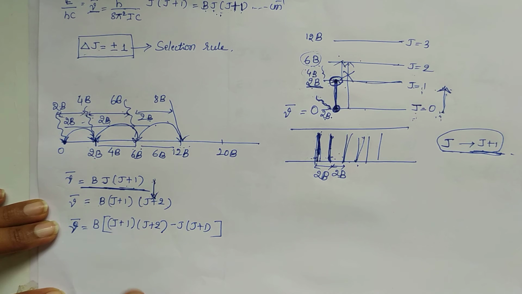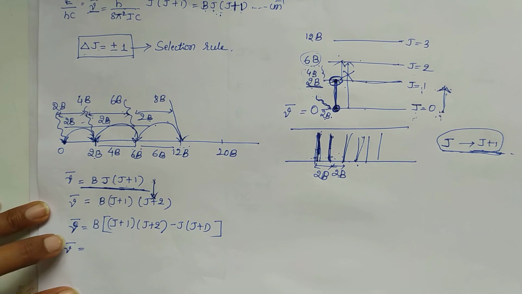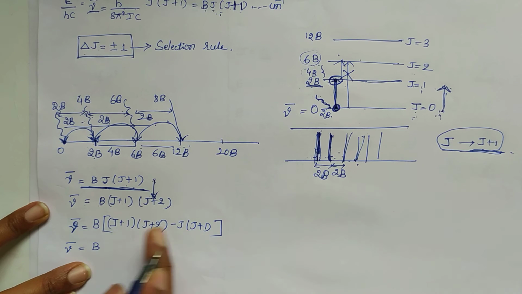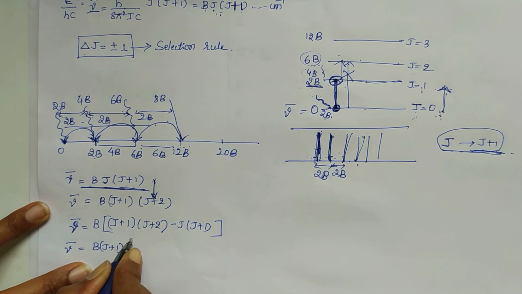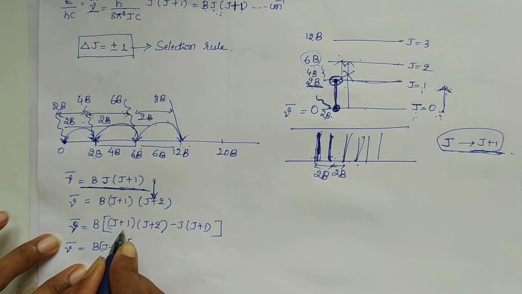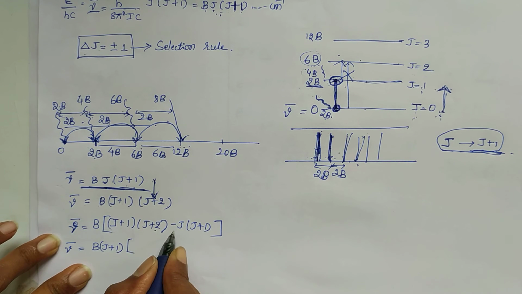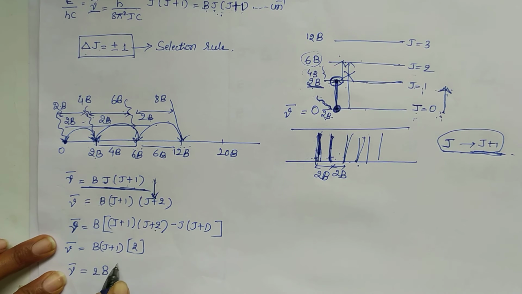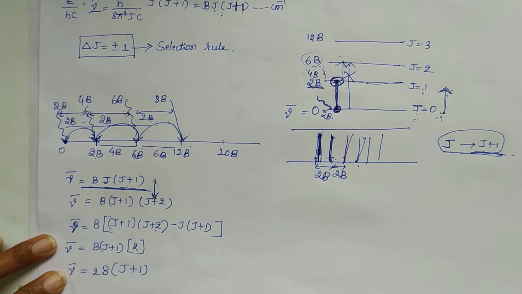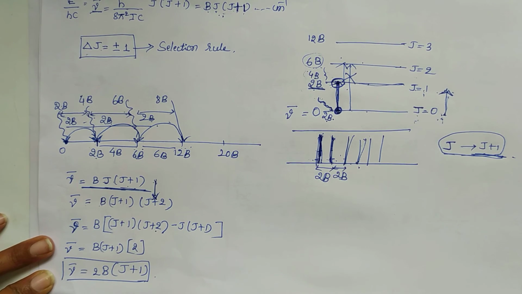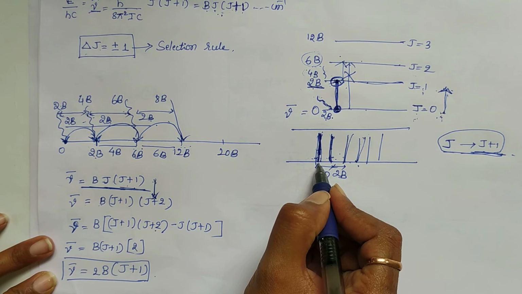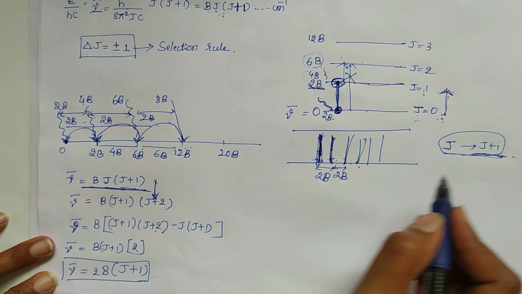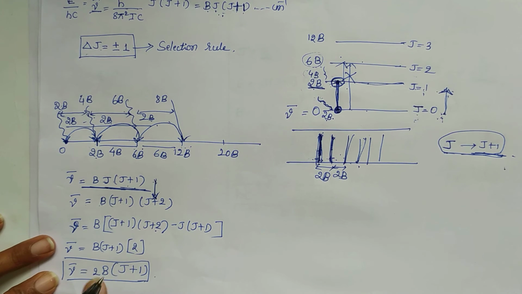If you simplify this, what do you get? This is equal to B; from these two terms, J plus 1 is common, take that common. Then this is J plus 2 minus J. J minus J becomes 0, and 2 is left. So nu bar is equal to 2 times B of J plus 1. This is the wave number of one line in the spectrum, and this occurs when the molecule makes the transition from J to J plus 1 energy state. I hope up to this is clear.